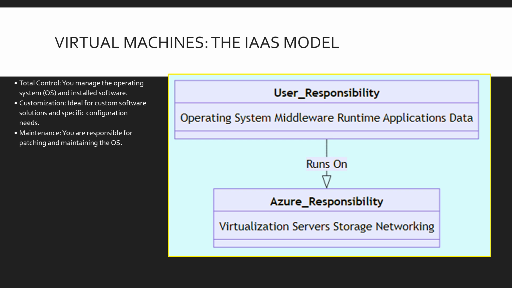This class diagram illustrates the shared responsibility model for VMs, IaaS. The top block, User Responsibility, lists what you control: the OS, middleware, runtime, apps, and data. The bottom block shows what Azure manages: the underlying virtualization, servers, storage, and networking. This visualizes that while Azure keeps the lights on, you hold the keys to the software stack.